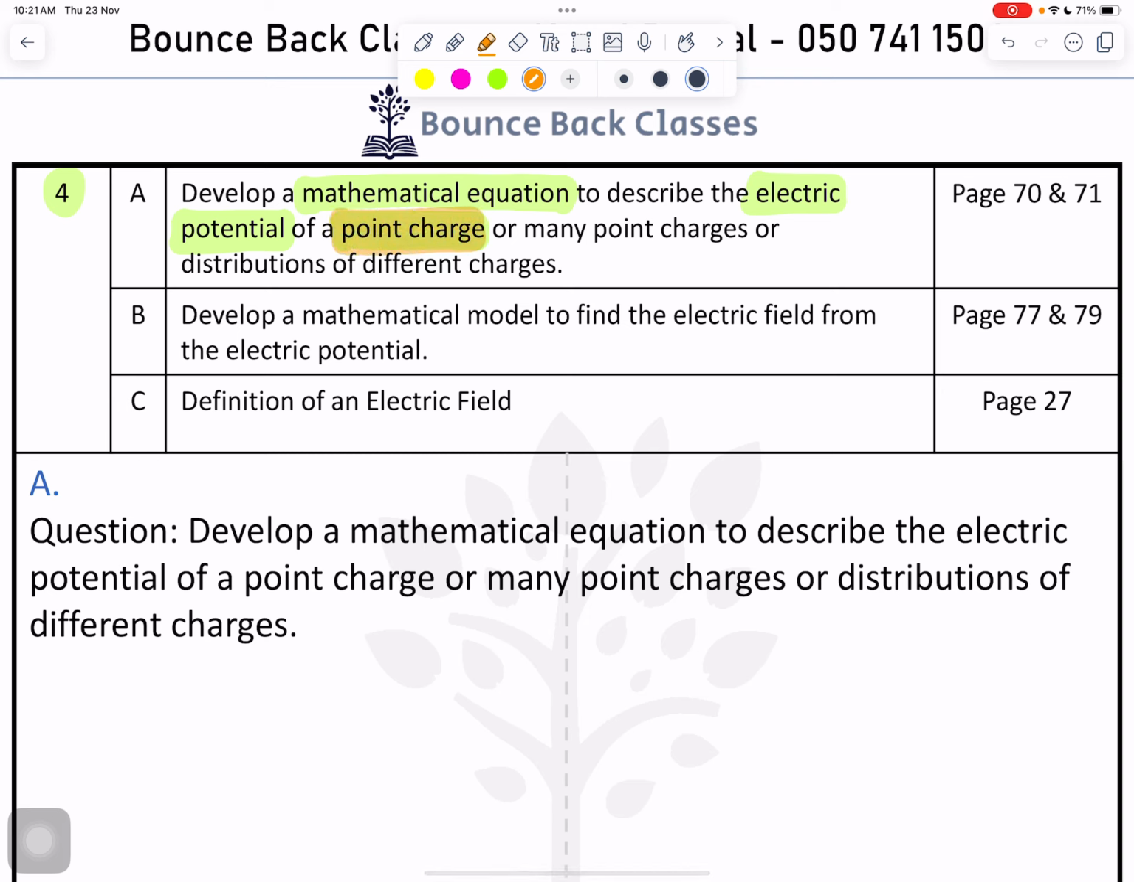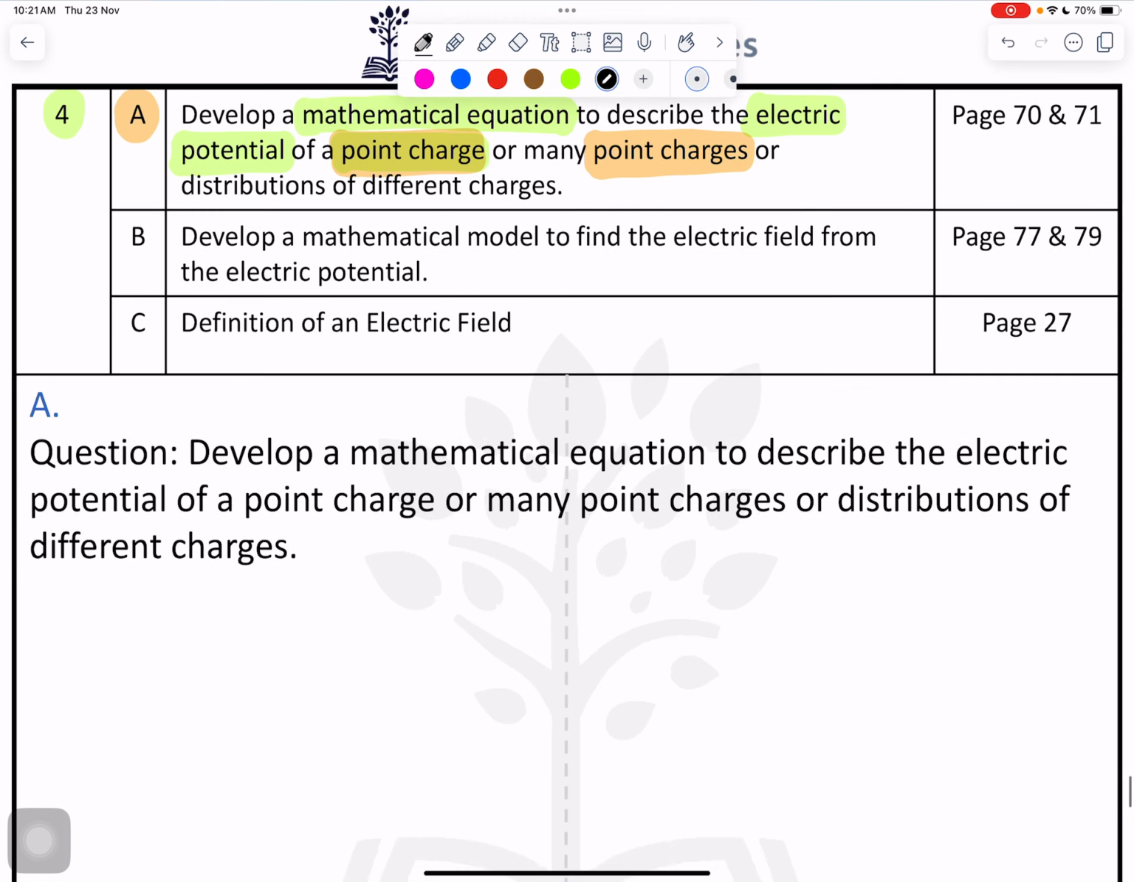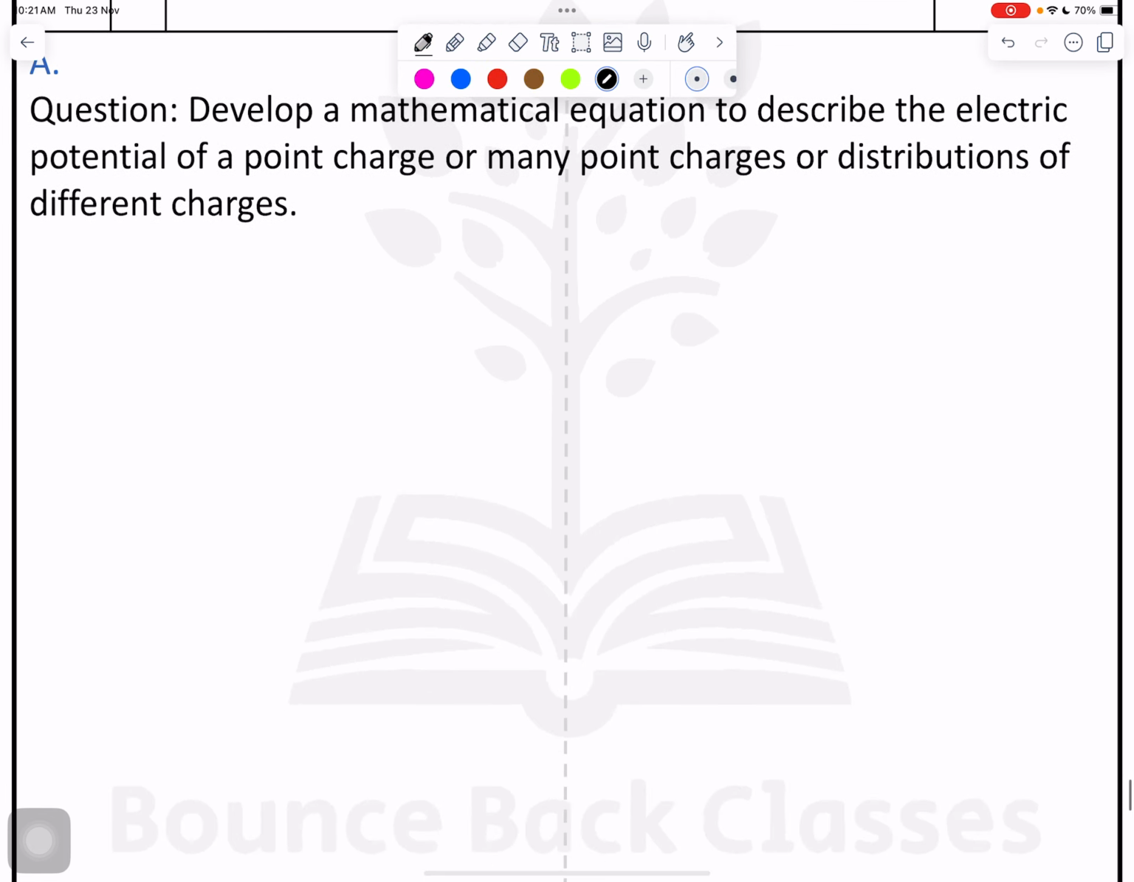Point charge. First we need to solve for the point charge or many point charges, meaning a combination of charges or distribution of different charges. Okay, first we will solve part A. So first for the single charge, and then we will solve for the multiple charges.